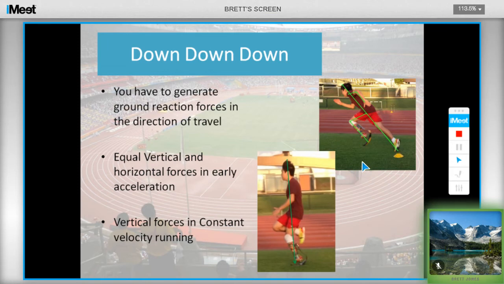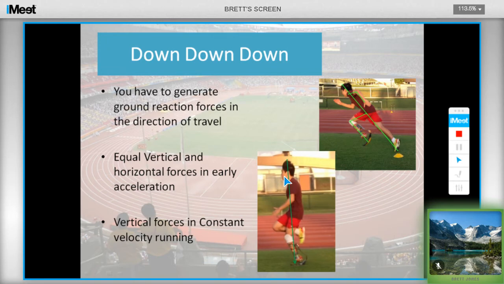In early phase acceleration, as in this image here, on the far right, we are generating from a standing start an angle of about 50 degrees here, and from this we can see that the components we're using to generate this angle are relatively equal in horizontal vectors of force and also equal in vertical vectors of force. So as we're starting out in our running, we've got 50-50 contribution of horizontal and vertical forces.